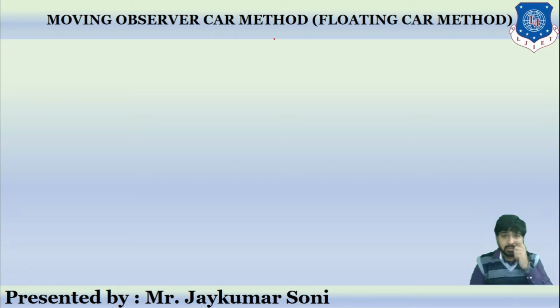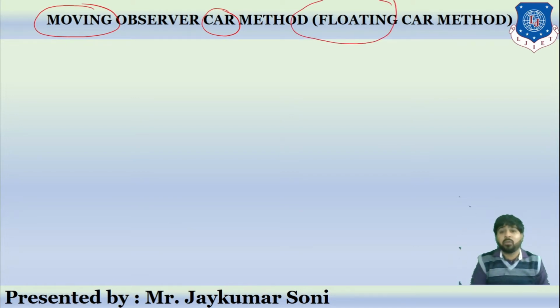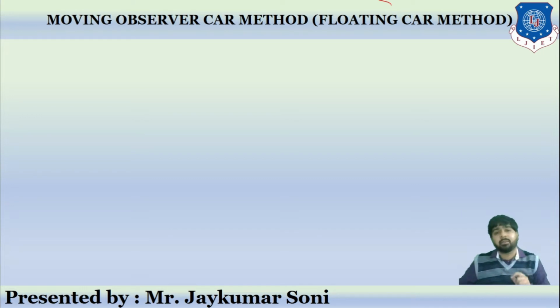Another name of this method is the floating car method. As the car is moving, we can also use the term floating, because anything that floats, ultimately it moves. So this is called the floating car method or moving observer car method. Now, in this moving car method, a new word, observer, is added. So let us discuss this.